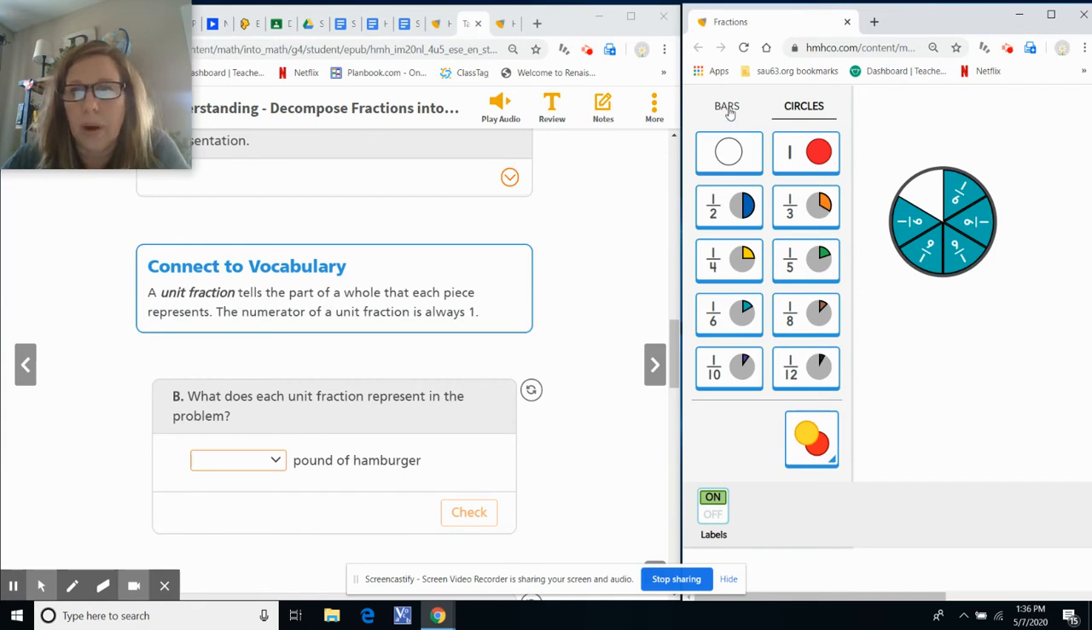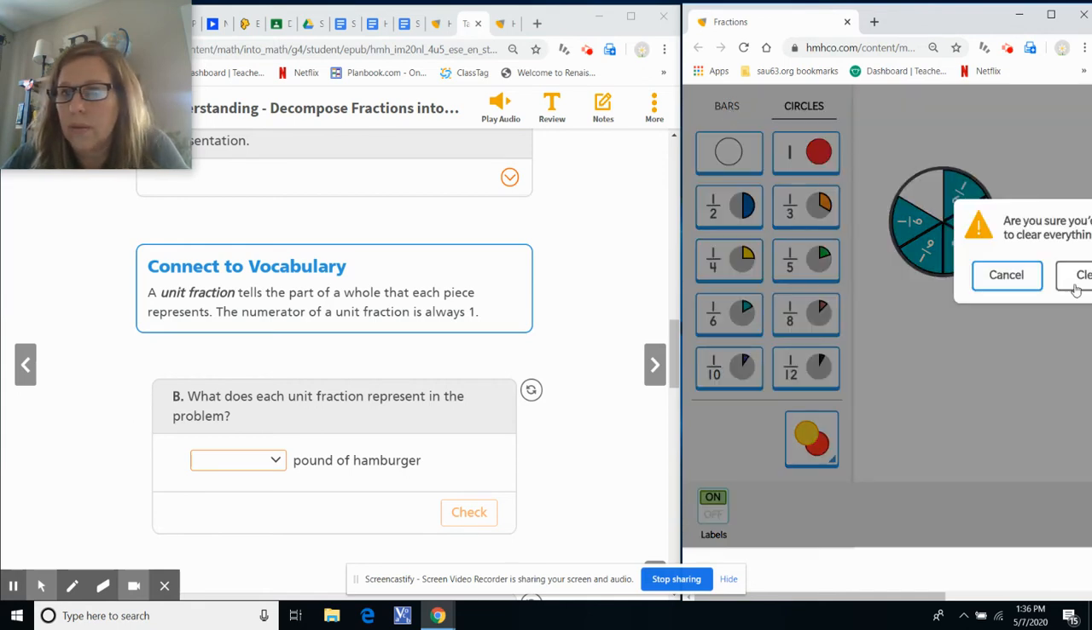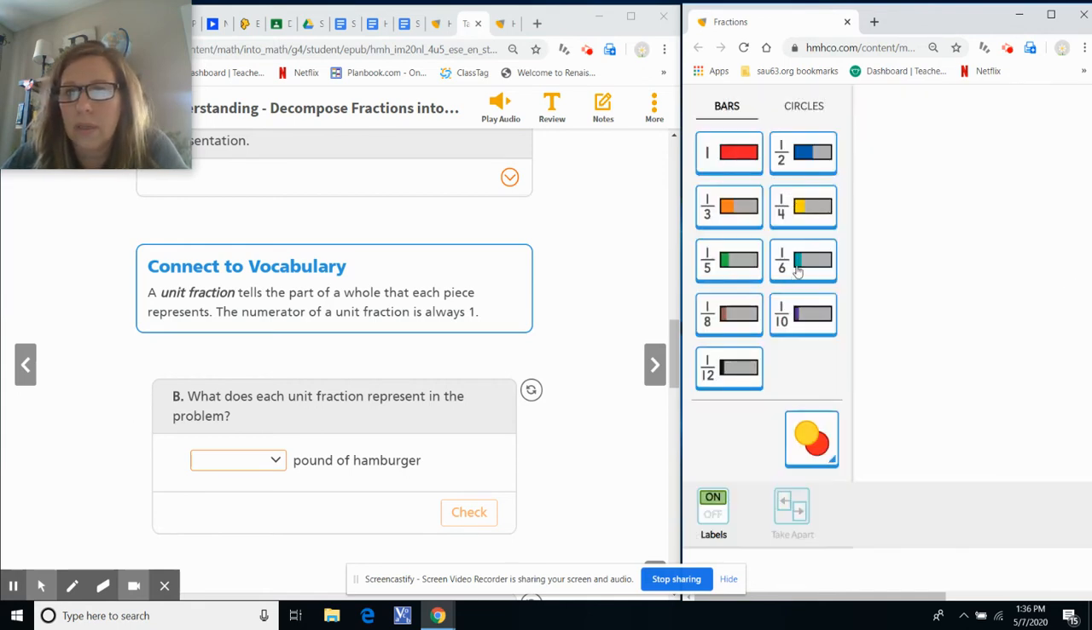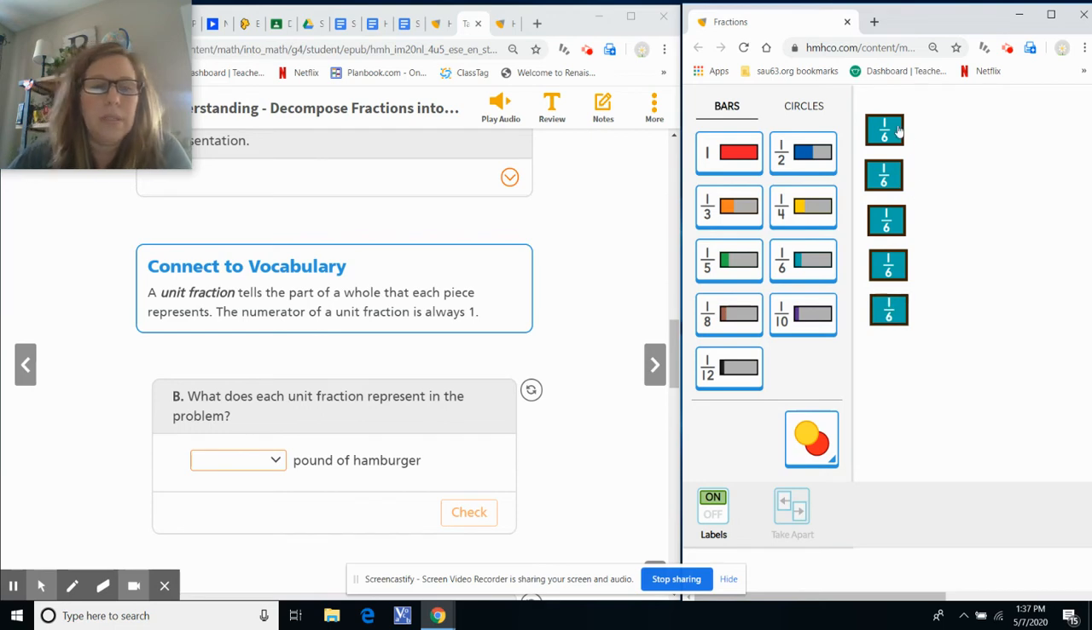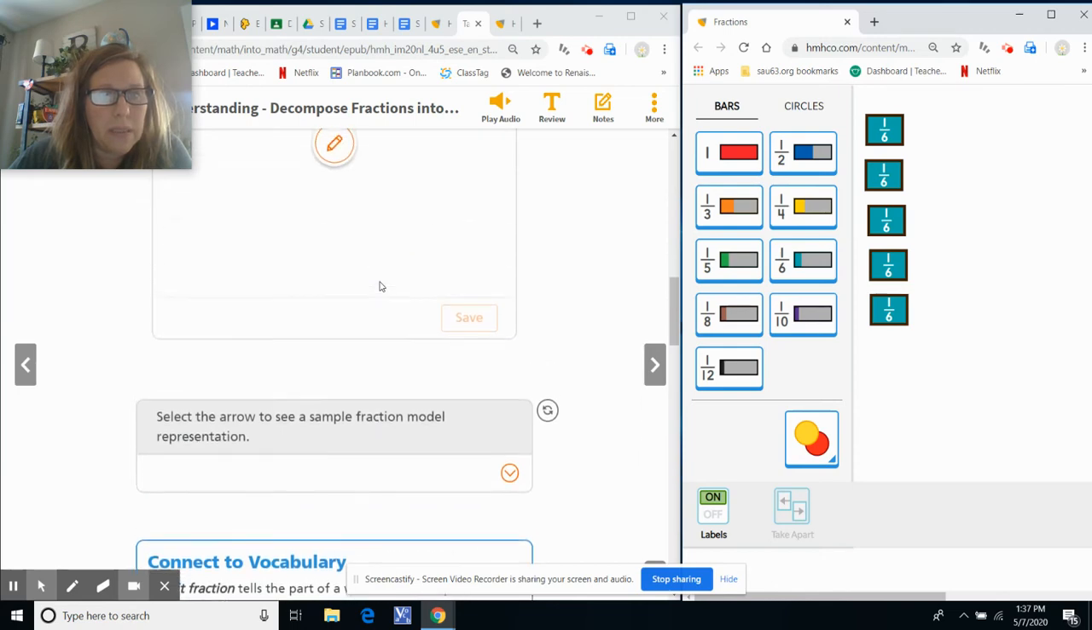Let me just show you in bars as well. Clear? I want to show you it in this too. So 1. So we have all of these individual units are called unit fractions, and they always have a numerator of 1. Okay, so let's go back up and see now.